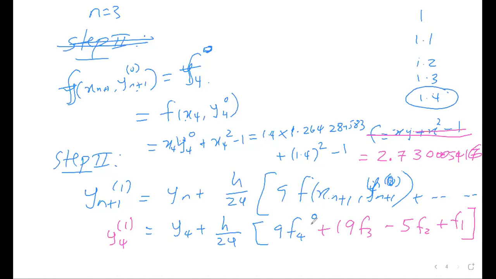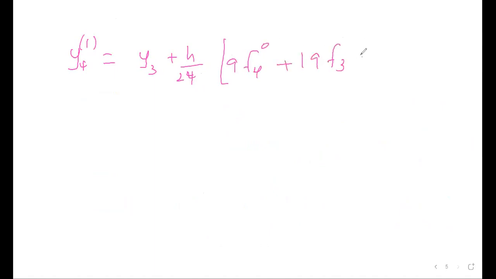Yeah, you know this one. Okay, let me use it. So what do we have? y4 of 1, step number 2: y3 plus h times (9 f40 plus 19 f3 minus 5 f2). Again, write it, so that only then will it be memorized.